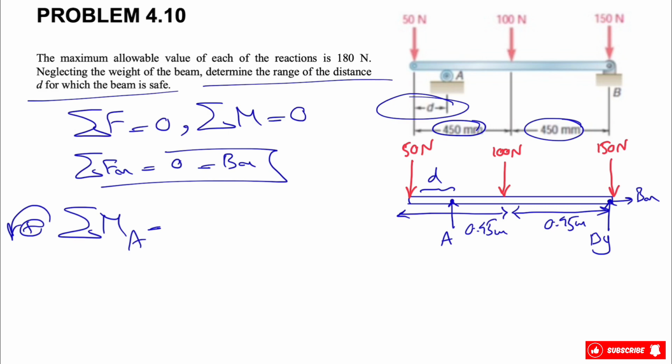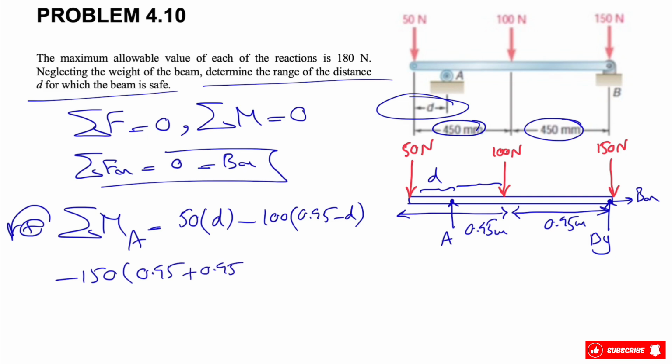So let's start with the moment of each of these forces about point A. The 50 Newton force at the very left of the beam makes a counterclockwise moment, so it is positive, times D. For the 100 Newton force, we have a clockwise moment, so a negative sign, and the distance is 0.45 minus D. The next is the 150 Newton force. Again, it is a clockwise moment, and the distance is 0.45 plus 0.45, the length of the beam, minus D. We have the same distance for By, so 0.9 minus D, the same as the 150 Newton force. And this is equal to 0.